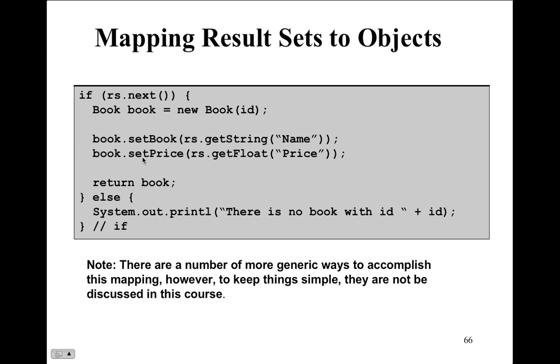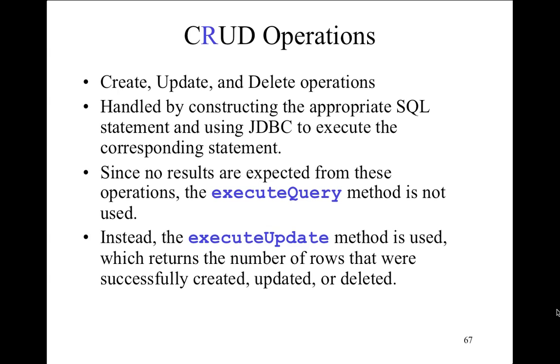And this is what I said. We're automatically setting the data without any translation. We don't have to go to string. We don't have to do anything. If it's a name, if it's a price, this is going to come back, get the float out of here, parse it, get the float from price, get the string from name. Automatic kind of translation there. And then print out, if there's nothing in here, there is no book with this ID. There are a number of more generic ways to accomplish this mapping as well. Keep in mind, keep things simple. We're going to be discussing further different things in the future.